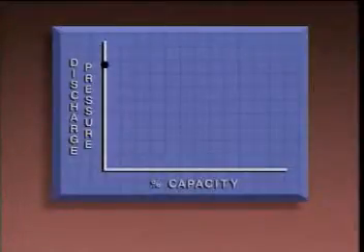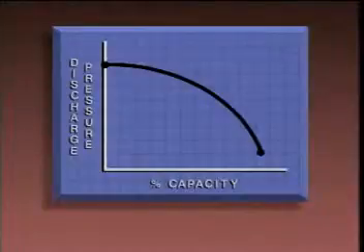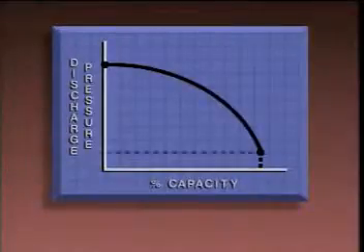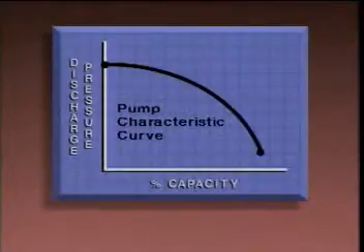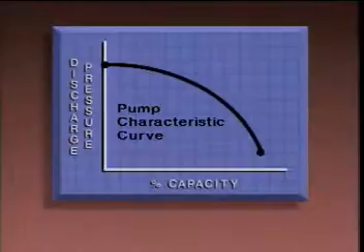As the valve opens, the flow rate increases and the discharge pressure decreases. When the valve is fully open, the flow rate is at its maximum value, while the discharge pressure is at its minimum value. The curve that's formed on the graph is sometimes called a pump characteristic curve. Basically, it provides a way to see how a pump's discharge pressure is affected by different flow conditions.